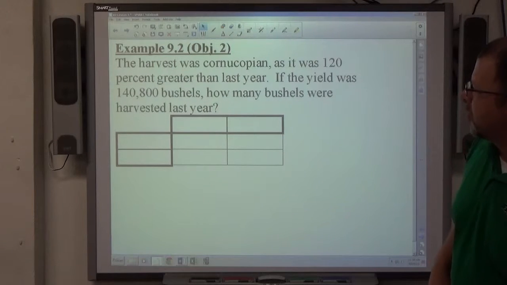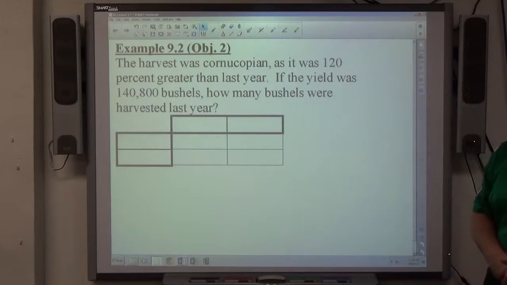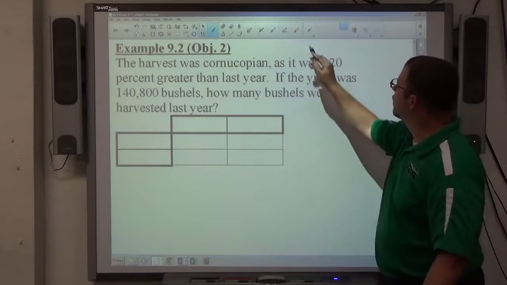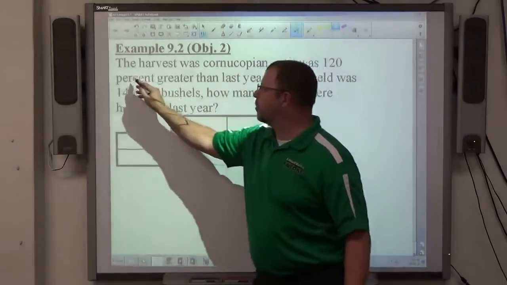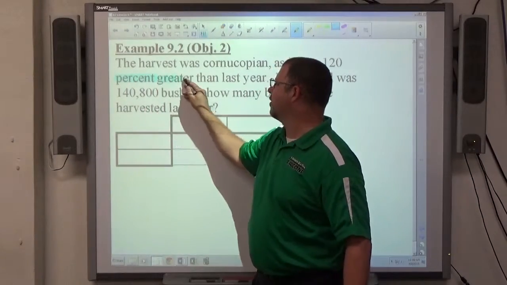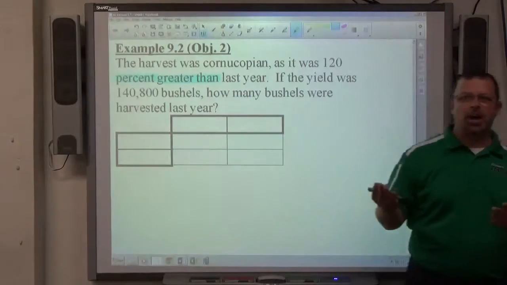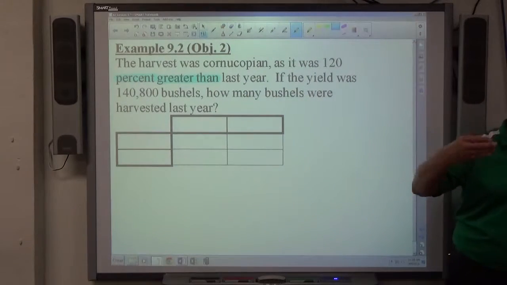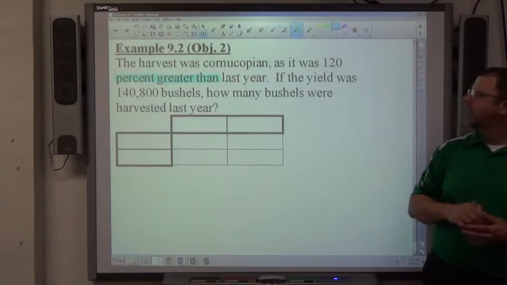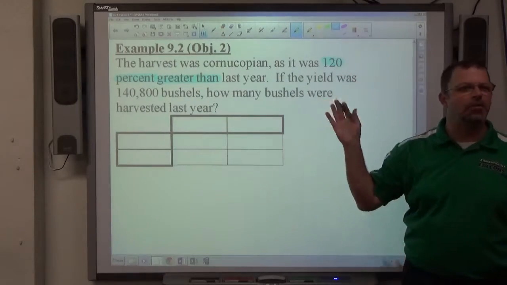Example 2, the harvest was cornucopian as it was 120% greater than last year. Notice, again, here's the word percent. What follows the word percent? Greater than. Okay, now it's not a part whole anymore. It doesn't say percent of, it says percent greater than. It doesn't even matter if it's 120, it could be 5% greater than.